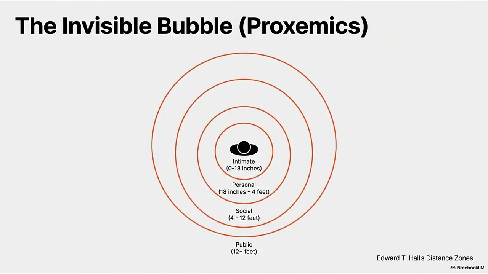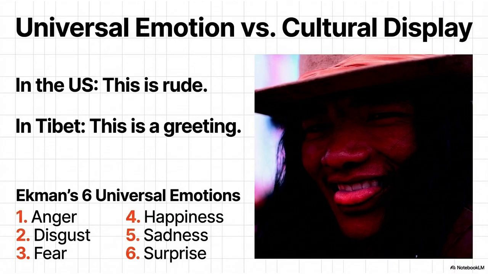Anthropologist Edward Hall identified 4 distance zones, which are intimate, personal, social, and public. When it comes to the face, researchers Paul Ekman and Wallace Friesen identified 6 basic emotions that are universally recognized across cultures, which are anger, disgust, fear, happiness, sadness, and surprise. However, cultural display rules dictate how we show these feelings. For example, sticking out your tongue is considered rude in the United States, but is a greeting in Tibet.